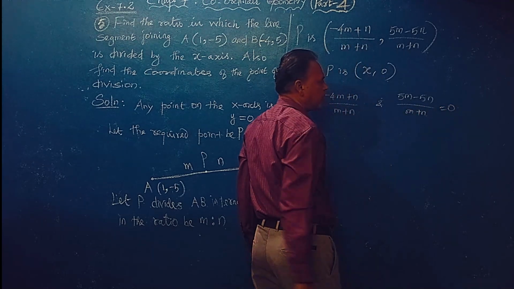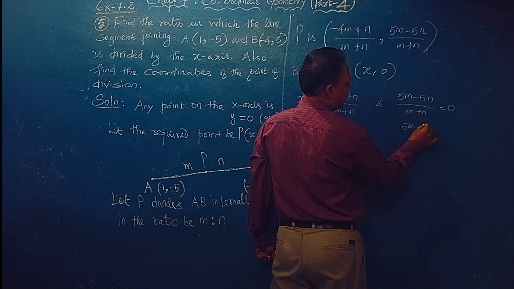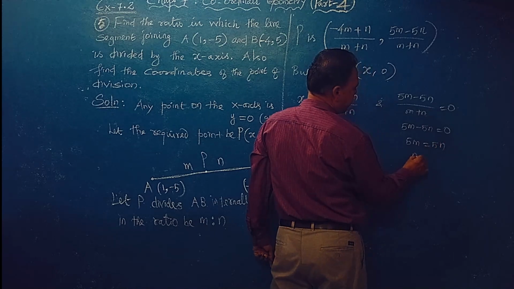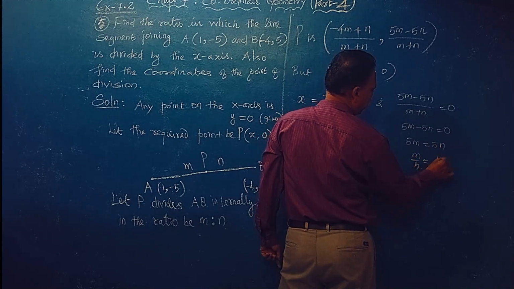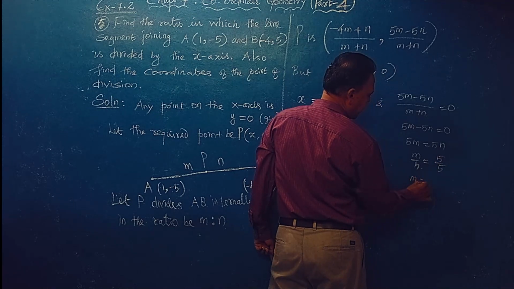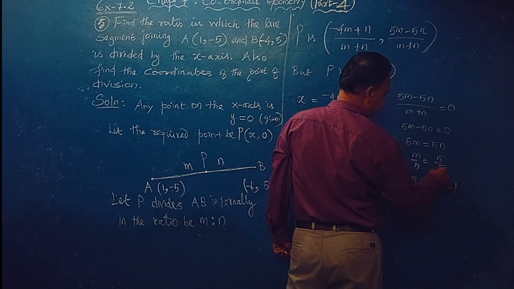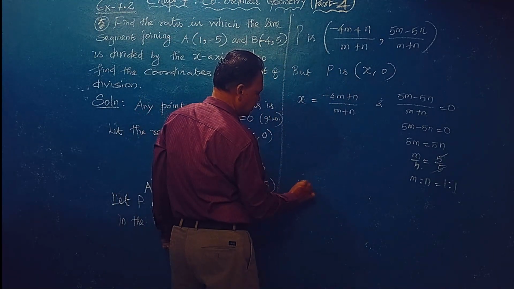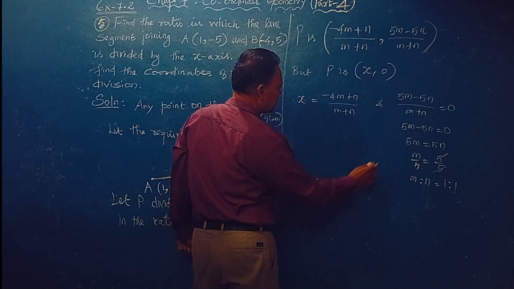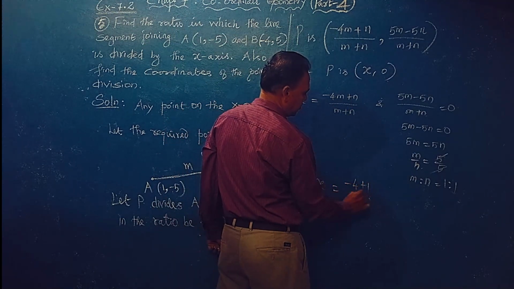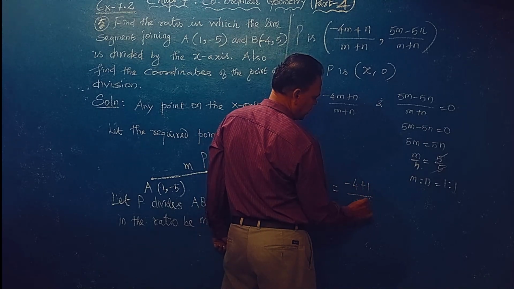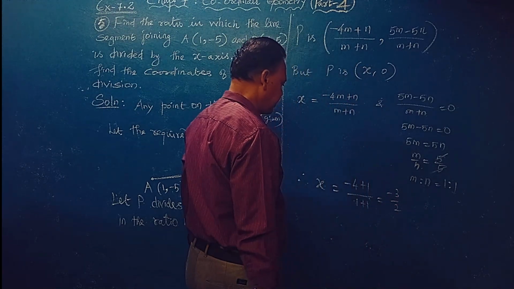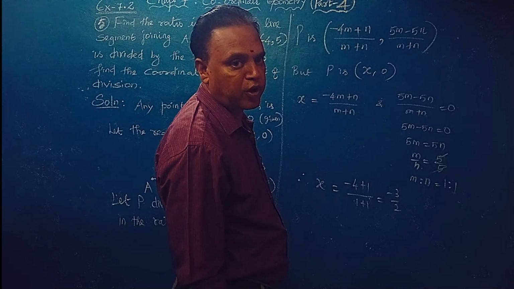Now, this one you cross multiply, that means 5m - 5n equal to 0, or 5m equal to 5n, or m by n equal to 5 by 5. So m is to n is equal to 1 is to 1. The ratio is 1 is to 1. Therefore, x easily you can find out. Put in this, that is (-4 + 1) by (1 + 1), that is 2, that is -3 by 2.